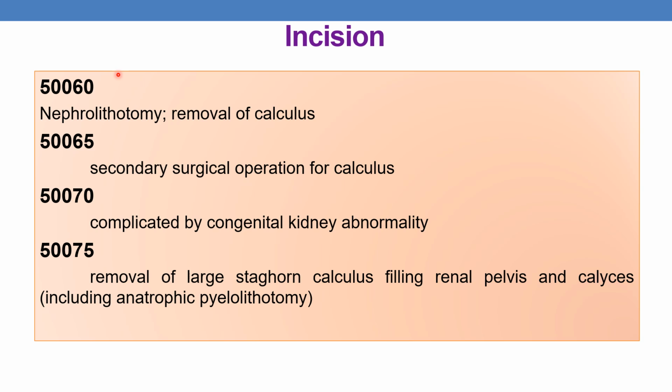The next is 50060. Nephrolithotomy, removal of calculus. The next is 50065. Nephrolithotomy, secondary surgical operation for calculus. The next is 50070. Nephrolithotomy, complicated by congenital kidney abnormality. The next is 50075. Nephrolithotomy, removal of large staghorn calculus filling renal pelvis and calyces, including anatrophic pyelolithotomy. Whenever nephrolithotomy is accompanied by removal of large staghorn calculus, you need to report 50075.